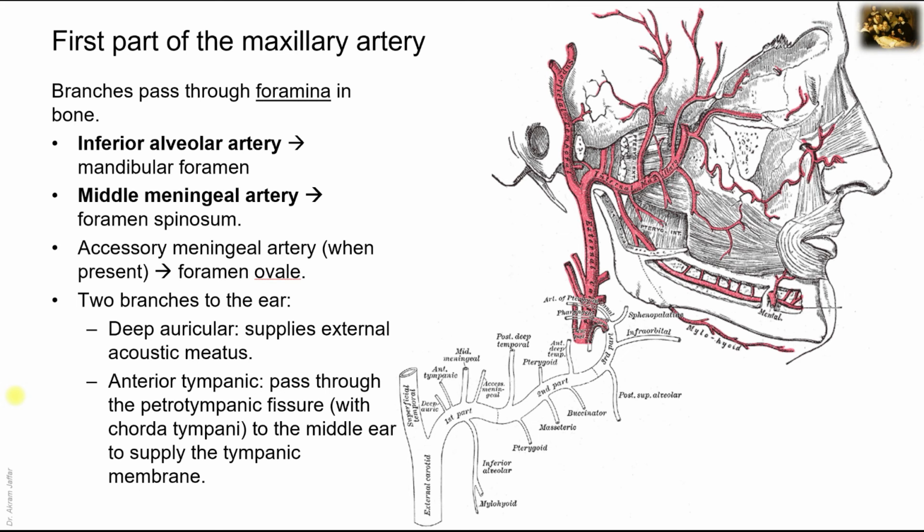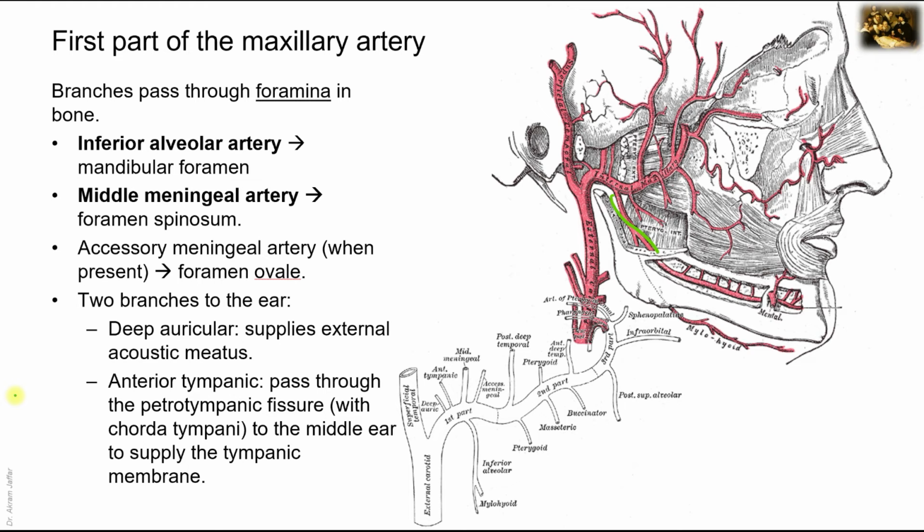So the first part of the maxillary artery, which is located lateral to the lateral pterygoid muscle, has 5 branches. All these branches pass through foramina. We have the inferior alveolar artery that passes through the mandibular foramen.